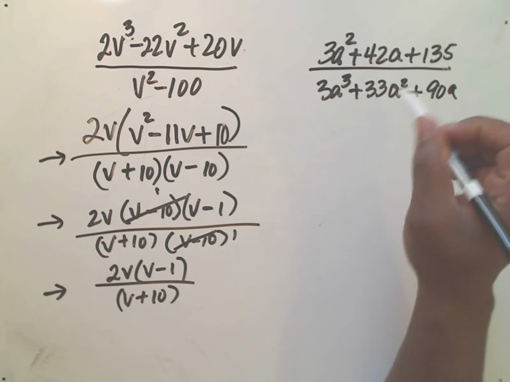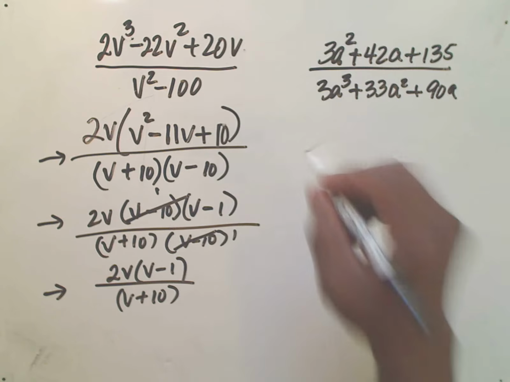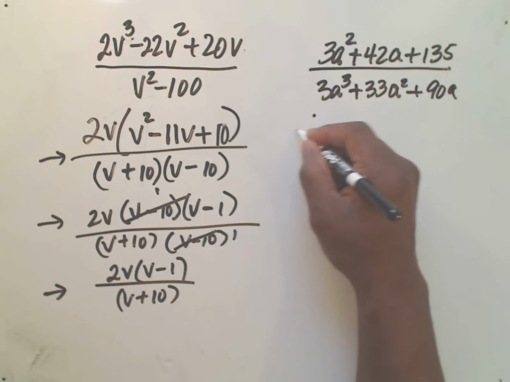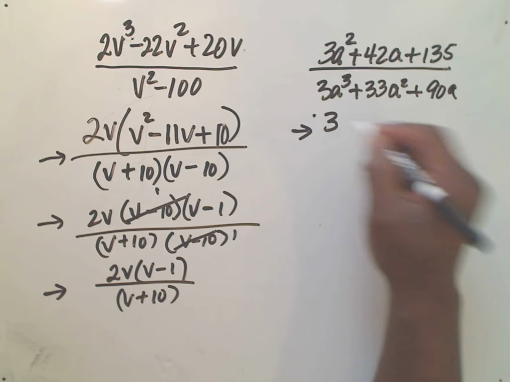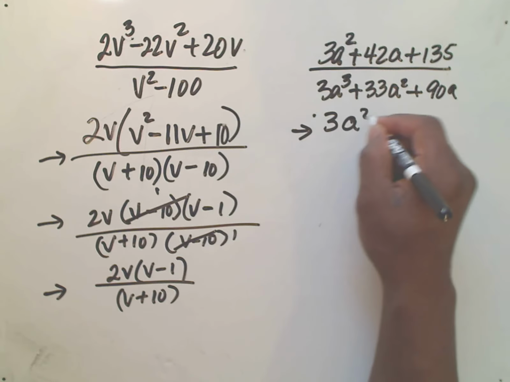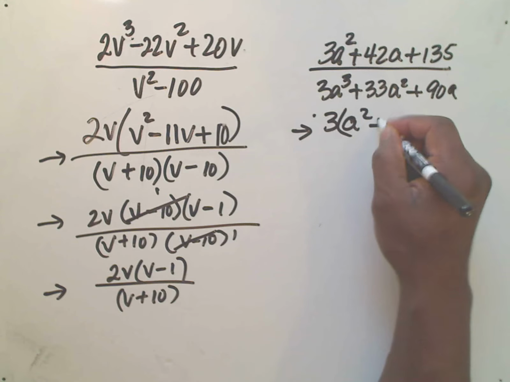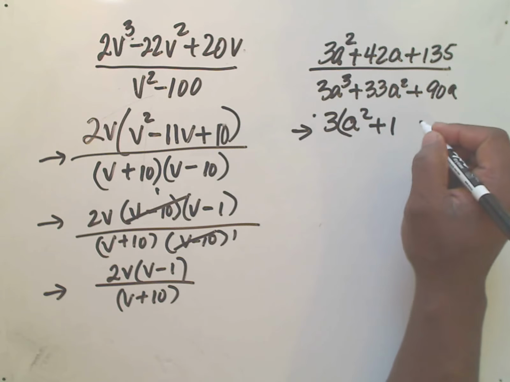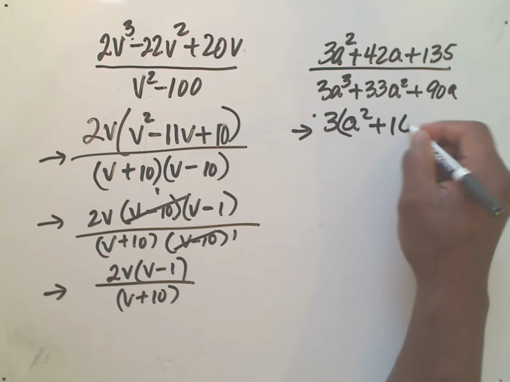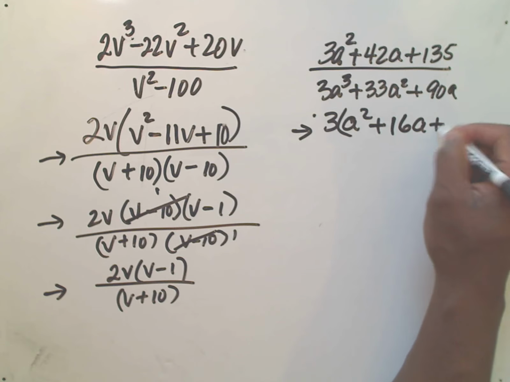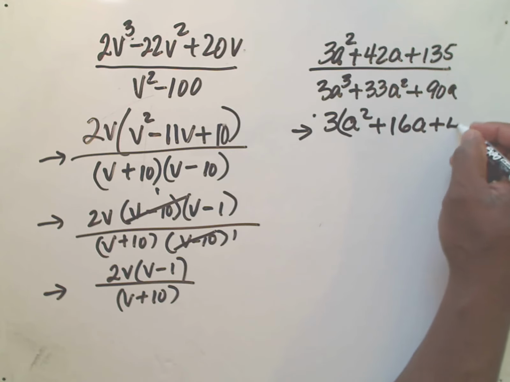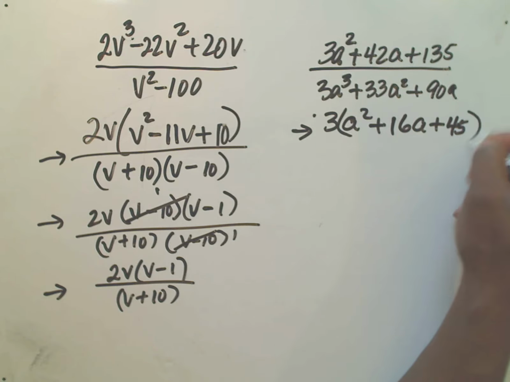So what can we factor out from each term? It looks like we might be able to get a 3 from each of the terms. So we get 3, and then we get a squared, plus 3 goes in that one time, remainder 1, 6a, plus, and then 3 times 45 gives you 135. So that's the numerator.